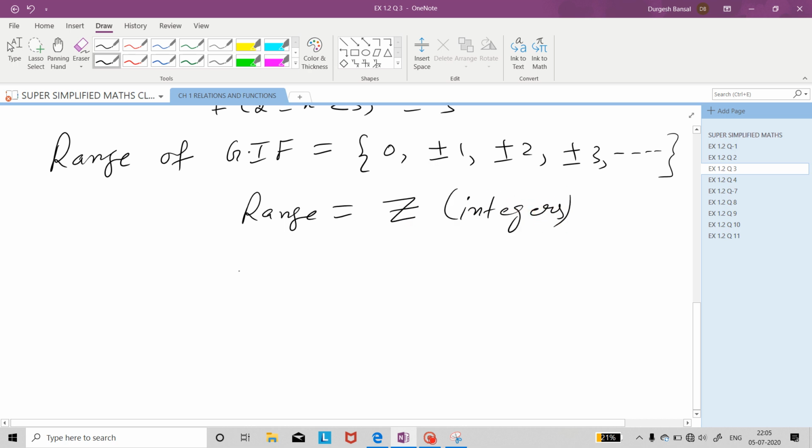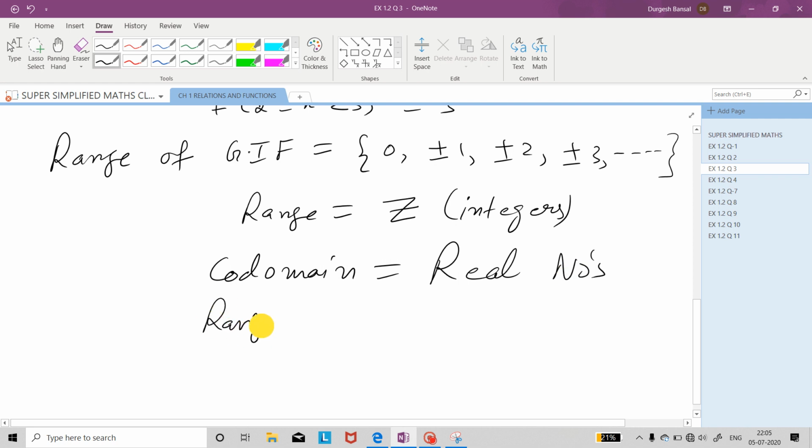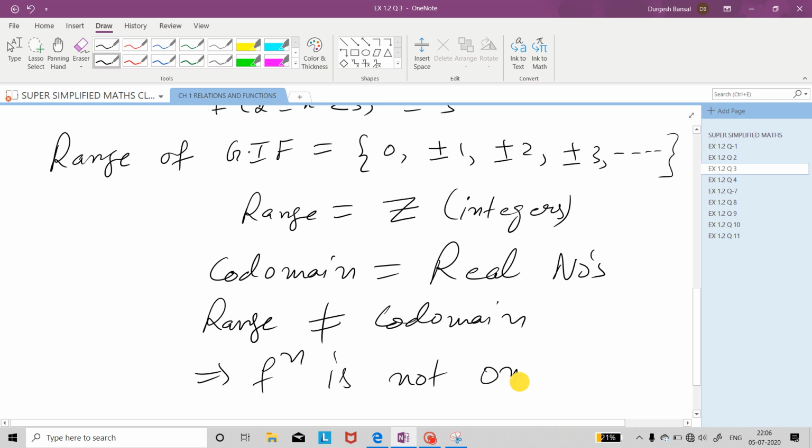But its codomain, as given in this question, is the set of real numbers, and hence the range is not equal to the codomain, and this implies that the function is not onto. The greatest integer function is neither one-one nor onto.